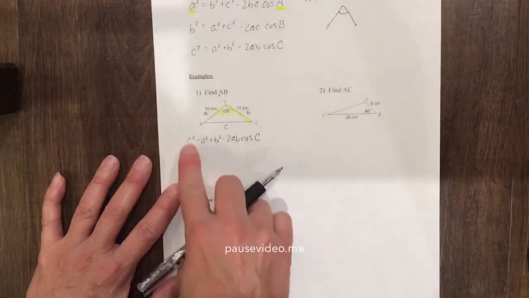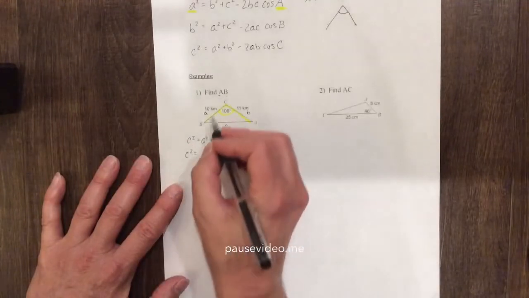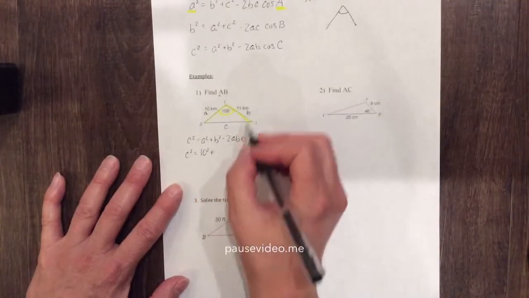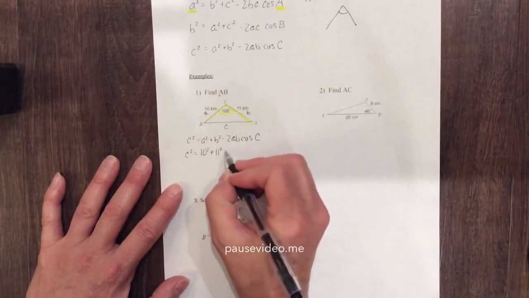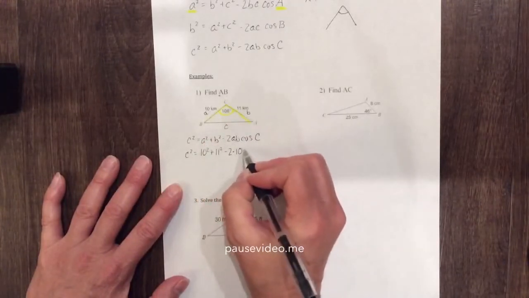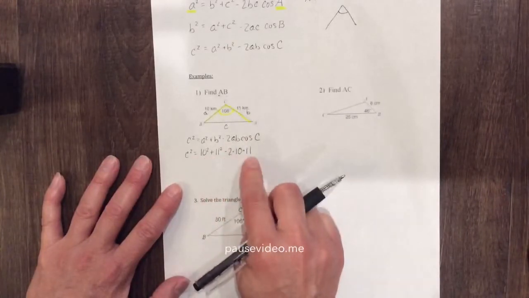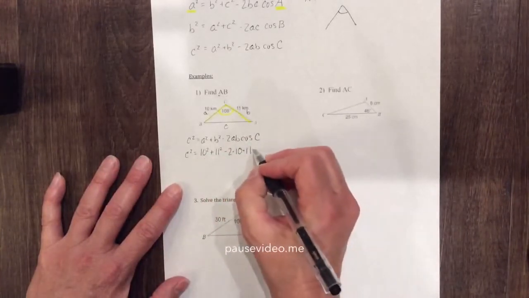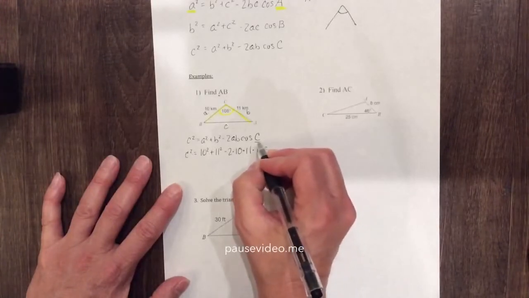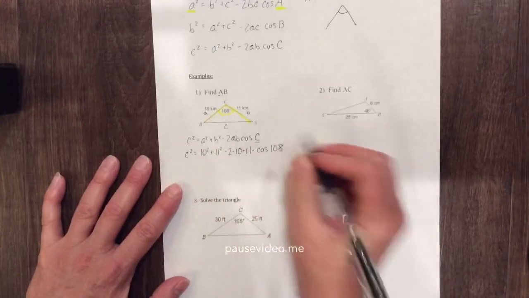So I'm just going to plug the numbers in. c is what we're trying to find. So c squared equals, what's a? 10. 10 squared plus, what's b? Over here, 11 squared minus 2 times what was a? 10 times what was b? 11. Yes, I used those numbers twice within this equation. And then times the cosine of angle C. This is an angle, so make sure you use the angle measure, which is 108.